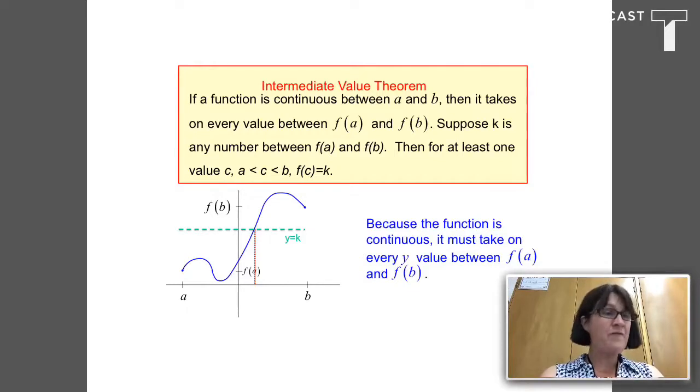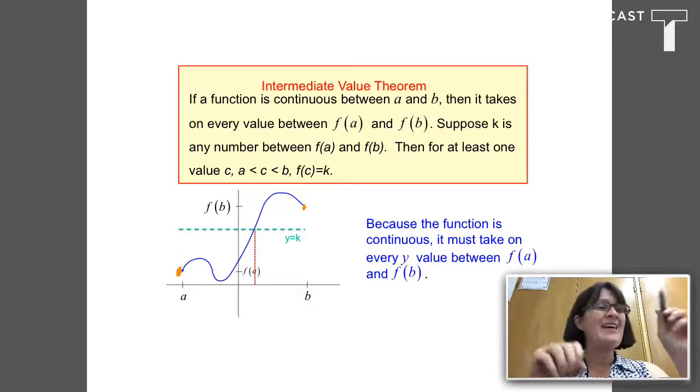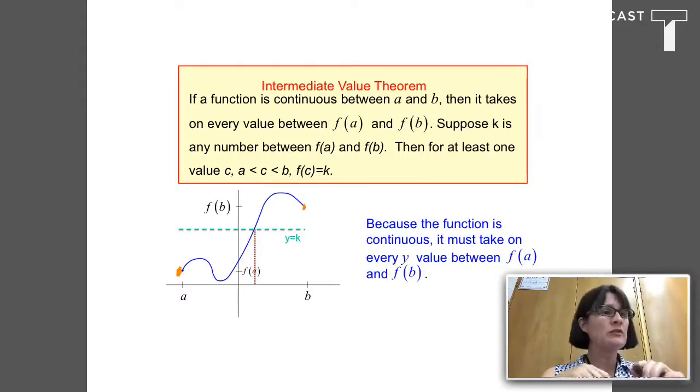Suppose I have a favorite y value and it's y equals k, pick some number, and I know that my favorite y value is somewhere between whatever this y value is and this y value is. If I know 2 points on the function, a comma f of a and b comma f of b, and my favorite y value is somewhere between the two y values I know, f of a and f of b, then I know for 100% certain that this function, somewhere between a and b, is going to have to cross or touch my favorite y value.